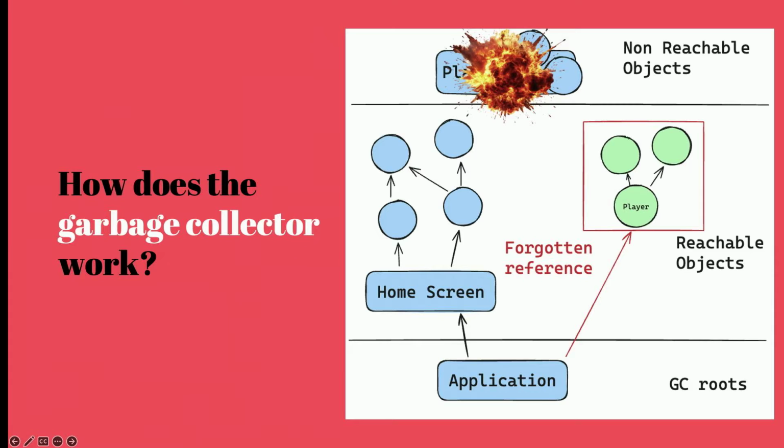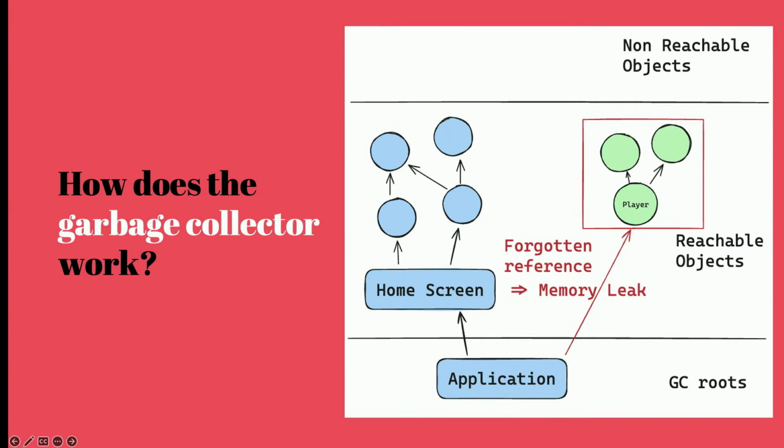So we have what we call a memory leak, because we are not using our player anymore, but the garbage collector can't remove it from memory, and this is a memory leak. Okay, so that's the theory, but in practice, whether my node is reachable or not, I don't care. I want to know where my code is leaking. So how can I find it?